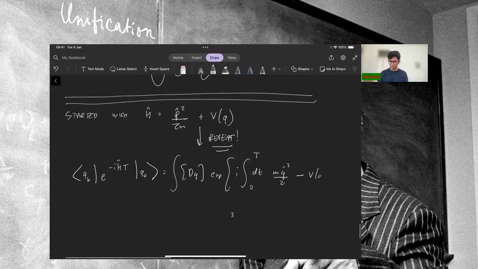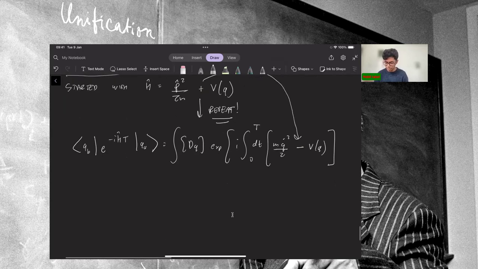Minus V of Q. Okay. This minus sign is crucial. Notice there's a plus sign here, and it becomes a minus sign here if you go through the calculation. This minus sign is important because of what this quantity here is. What is this quantity, everyone?